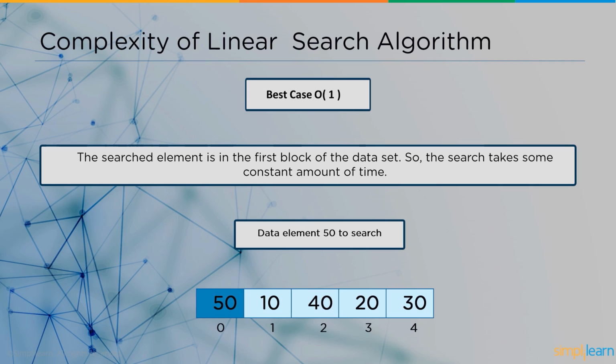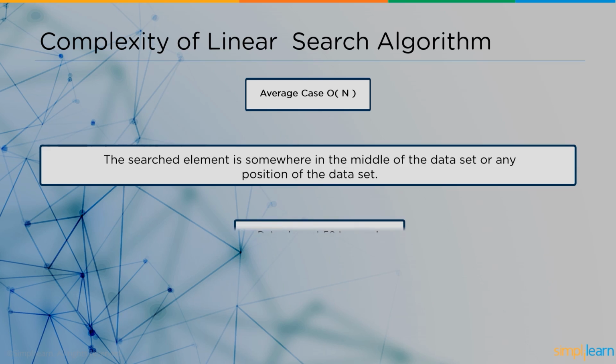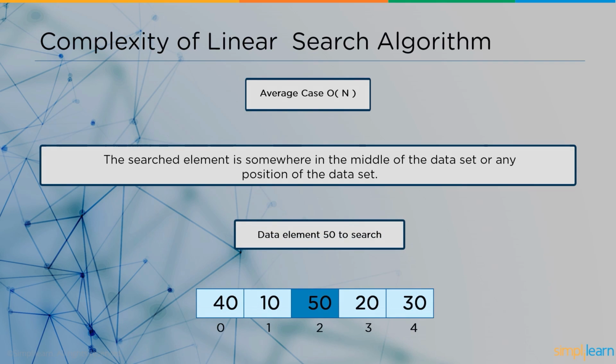Here is an example of an array with 50, 10, 40, 20, 30 as the elements. Now, our search element is 50, which is located in the first location of the array. Then, there's the typical case of linear search algorithm, which has big O of N and occurs when the search element is in the middle of the dataset or any point of the dataset. With the array containing the same search element 50, we can easily see that the element 50 is present in the center of the array at the location number 2.